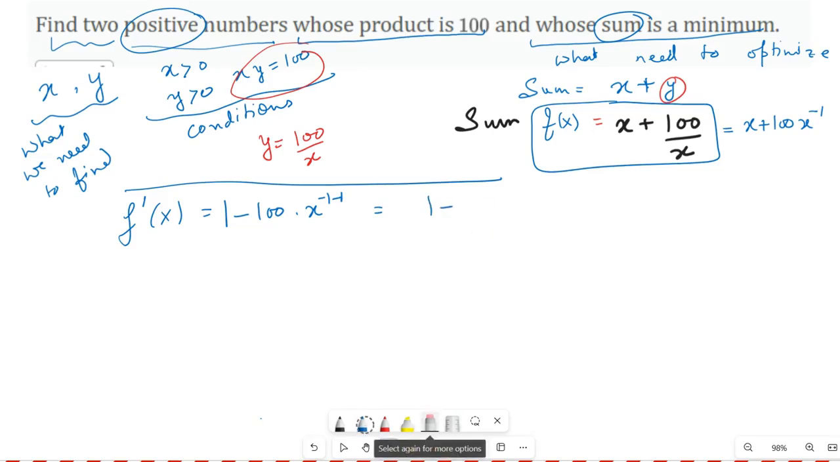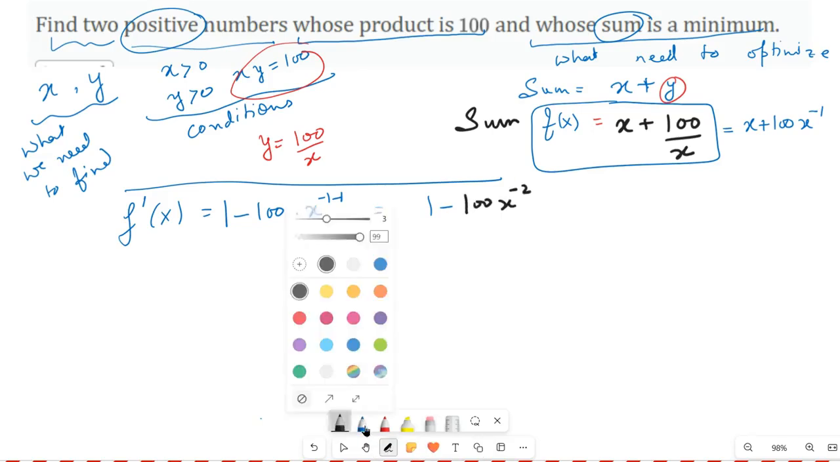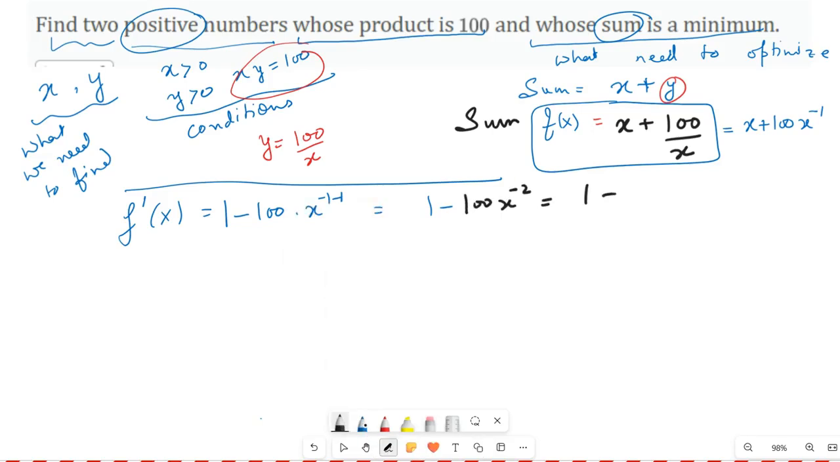Okay, let's write it one more time. 100 times x to the power negative 2. That also can be written as 1 minus 100 by x square. That is my first derivative. I can make the common denominator here, so that would be x square minus 100. The second step is to find critical points.